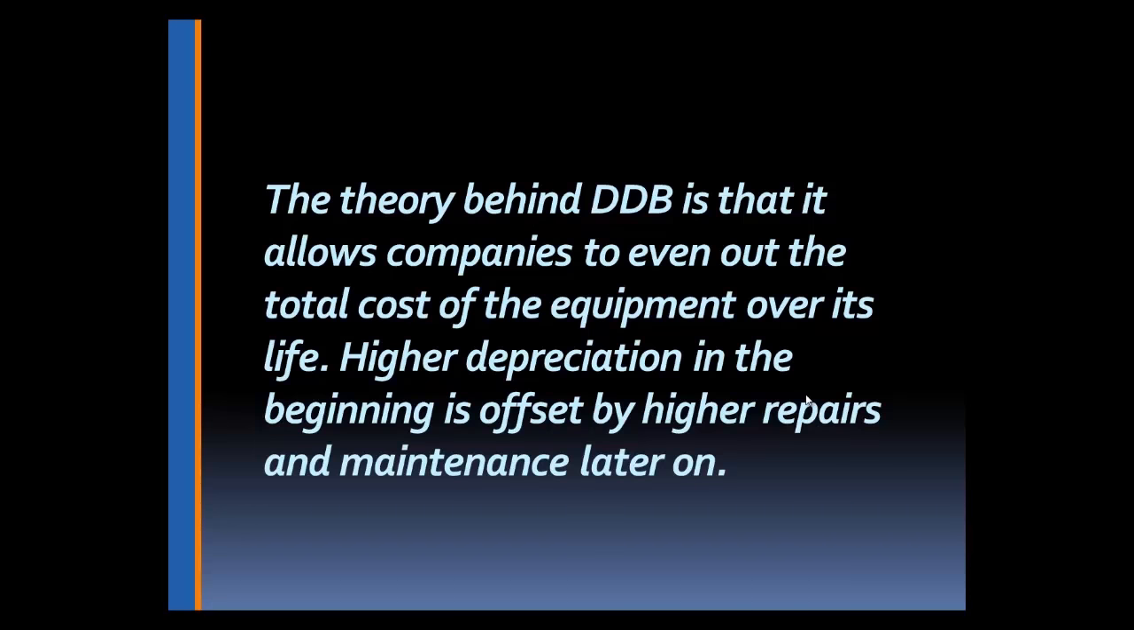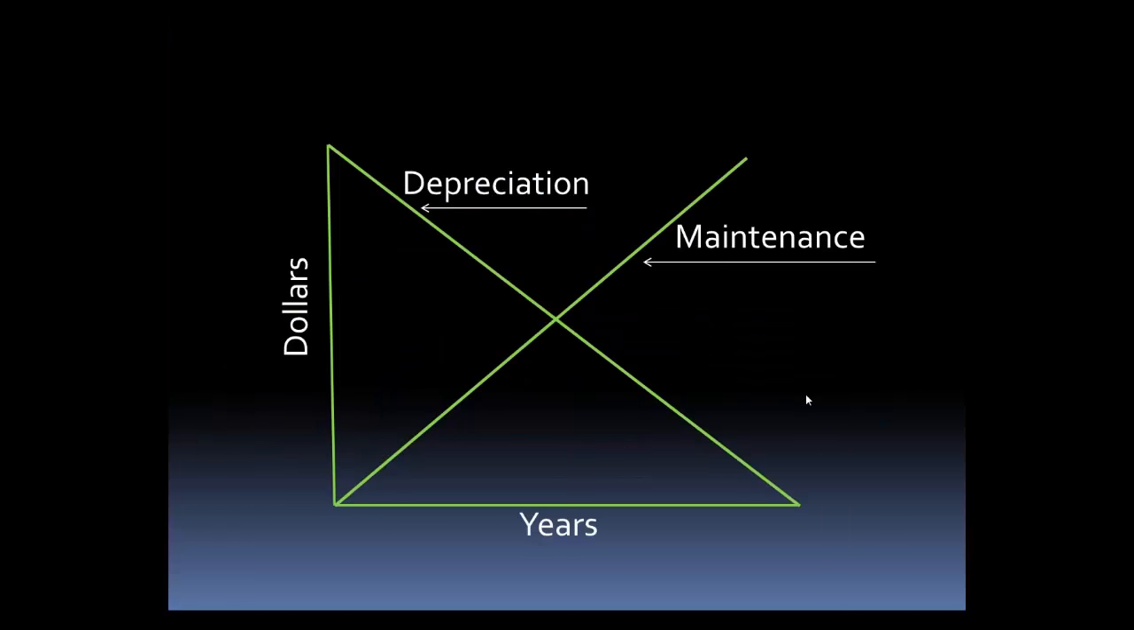The theory behind double declining balance is that it allows companies to even out the total cost of equipment over its life. The higher depreciation in the beginning years offsets the higher repairs and maintenance in years later on. So graphically, it has this appearance. Depreciation is the declining line, maintenance is the increasing line. So in year 1, we have a lot of depreciation and no maintenance. In year 5 or 6 or 7, we have less depreciation and a lot more maintenance. And at a point at about year 5, the two intersect.